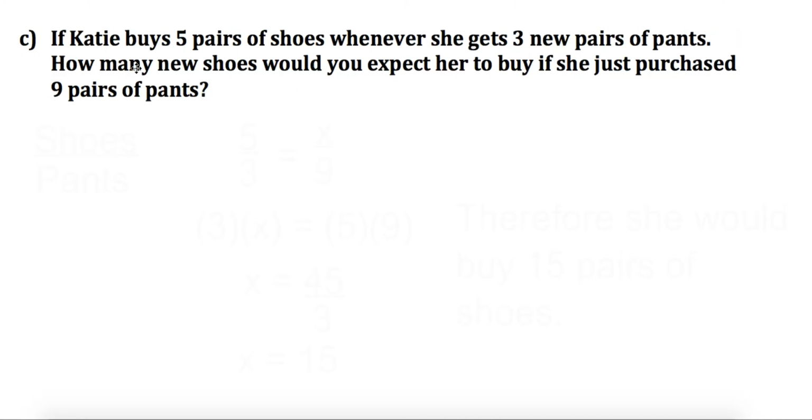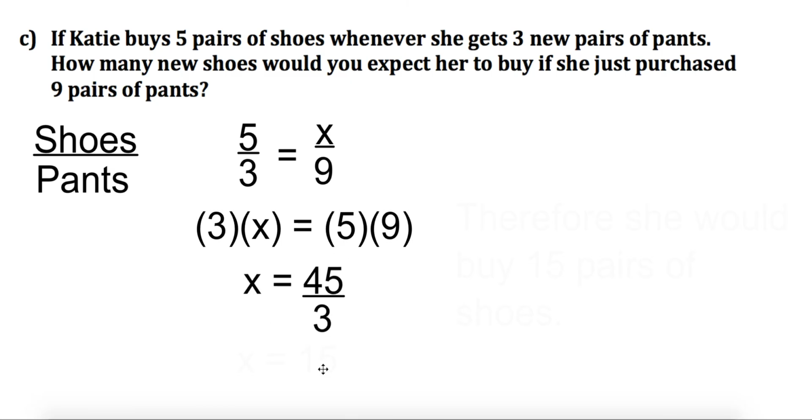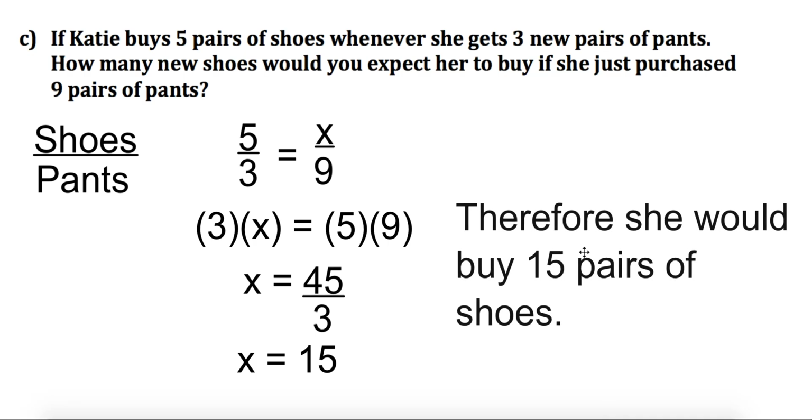And finally, now Katie's out buying shoes and pants. She buys 5 pairs of shoes for every 3 pairs of pants. So we've got shoes and pants. We've got 5 over 3 is going to be x over 9 because she bought 9 pairs of pants. Now we cross multiply, we're going to do 5 times 9 and 3 times x. We get 45 over 3, we're going to get 15. So therefore she would have bought 15 pairs of shoes. Go ahead and try the questions associated with this note.